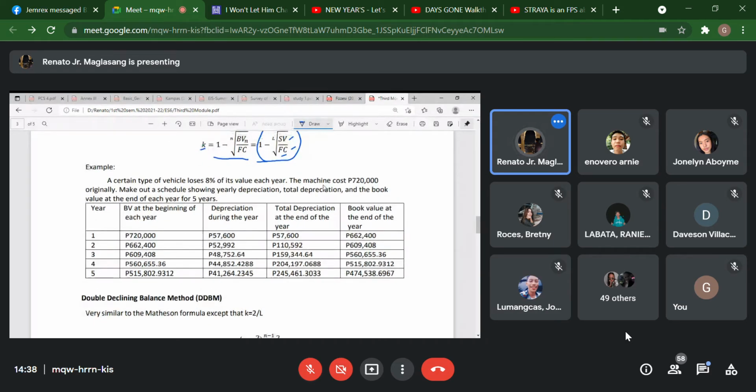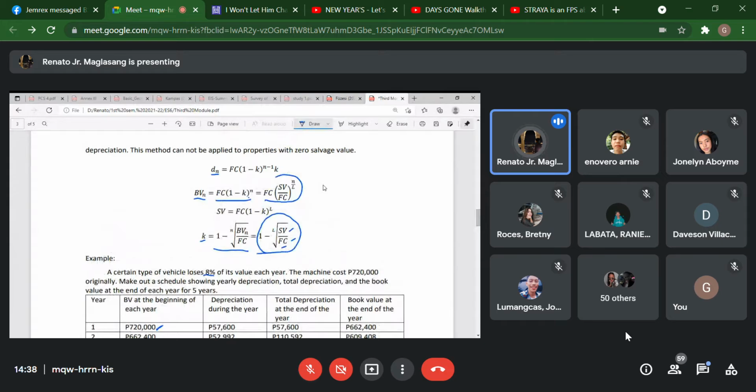For example, a certain type of vehicle loses 8% of its value each year. The machine cost 720,000 originally, so you are going to make a schedule showing the yearly depreciation, total depreciation, and the book value at the end of each year for 5 years. So the given is only 720,000 and 8%. So you have to calculate everything.